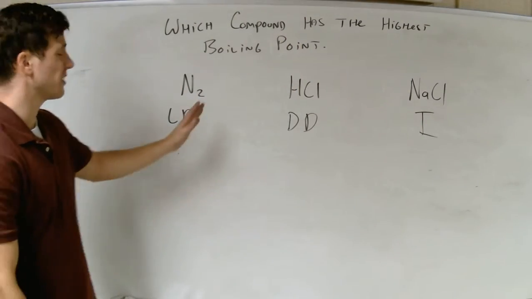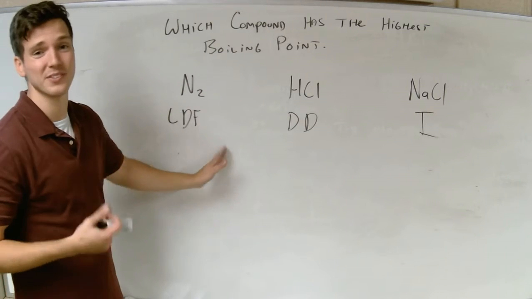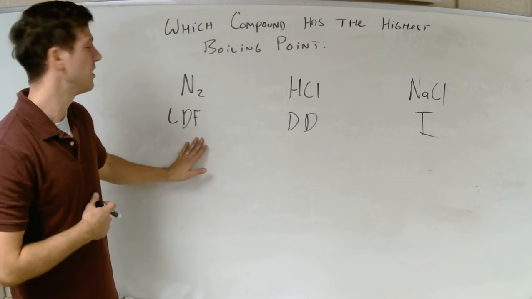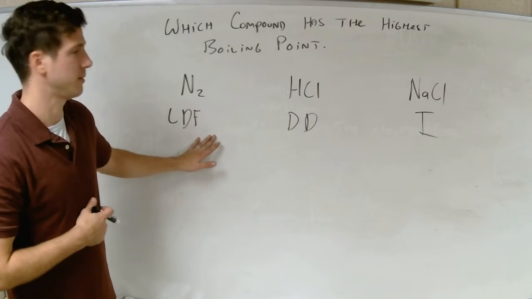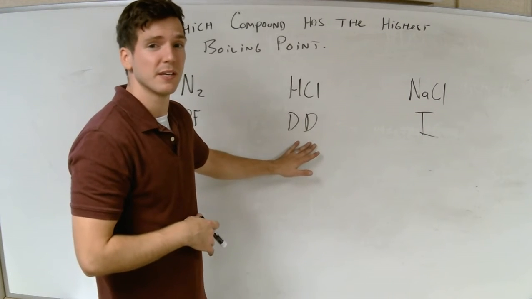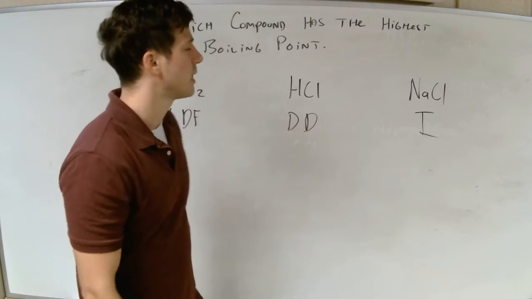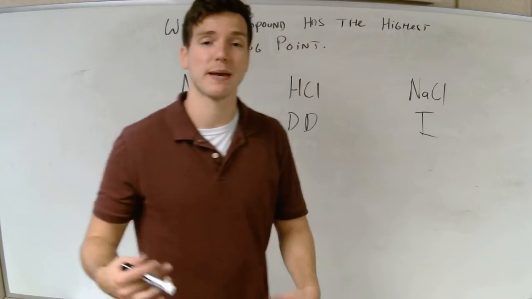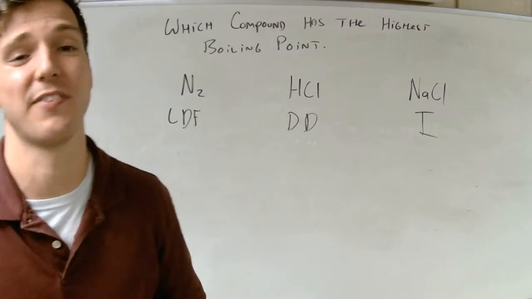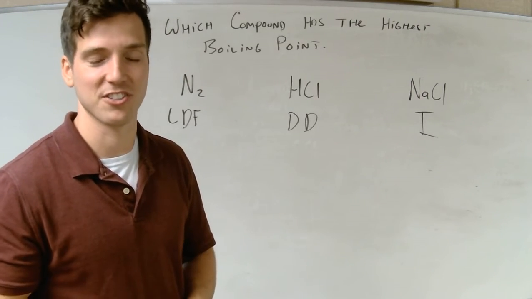Boiling point is going to be really low for N2 because at room temperature, it's already a gas. I already boiled it. It doesn't take hardly any energy at all. HCl, dipole, at room temperature, it's a liquid, but we've got to put some energy into it to turn it to gas. Not really that much. But ionic, at room temperature, it is a solid. It takes tons of energy to turn sodium chloride salt into gaseous salt.